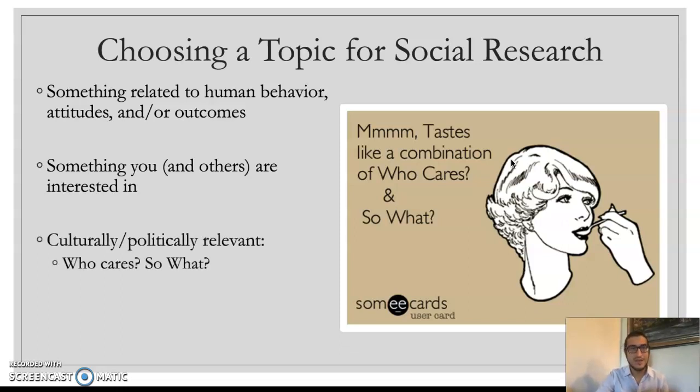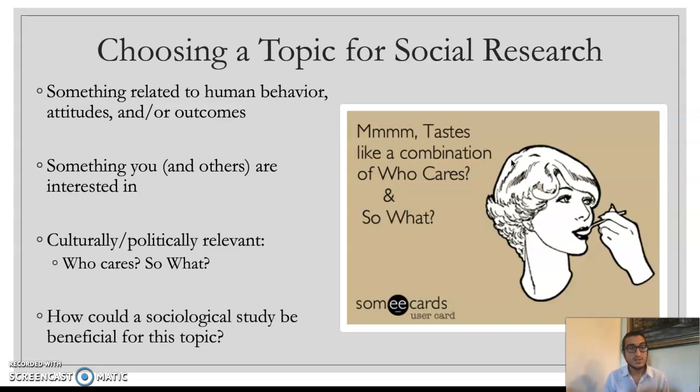which definitely helps make this process a lot easier and more enjoyable. You should also consider topics that are culturally and politically relevant. So again, asking the questions, who cares and so what? Your research really should speak to a broader audience. There should be some broader implications or broader impacts that your research has, not just doing science for the sake of science, but really trying to extend our knowledge or understanding of a certain topic.